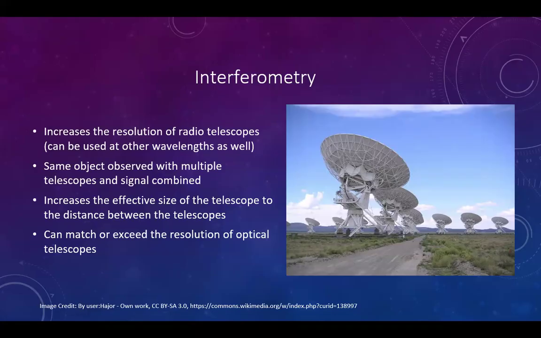Basically, we can combine the signals more easily. The same object can be observed with multiple telescopes, and the signals can be combined, and we can do it either digitally or just electronically instead of optically. This increases the effective size of the telescope for resolution purposes to the distance between the telescopes. So this can match or exceed the resolution of optical telescopes, which is why a lot of these radio telescopes that are built are these large arrays, lots of dishes. So effectively you have a telescope the size of the large array that you built.